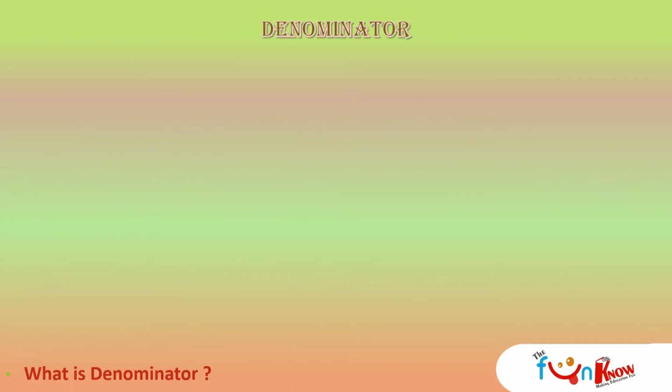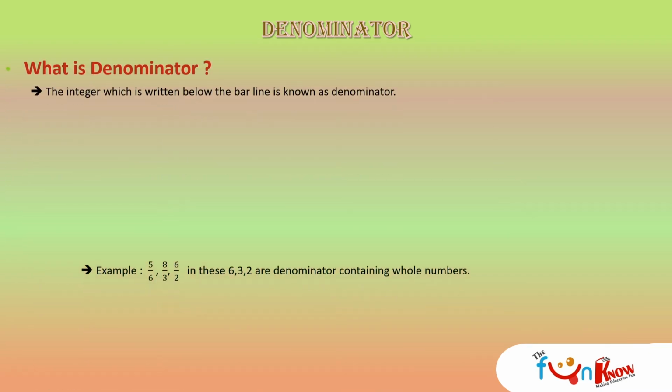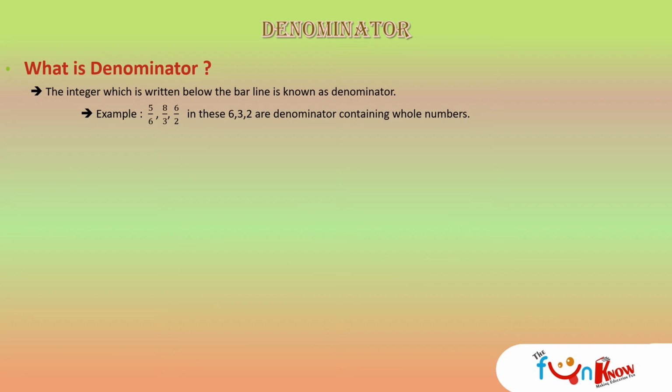What is a denominator? Students, we will be using a similar example to what we have seen now. Here the example has 5 by 6, 8 by 3, 6 by 2. In this, 6, 3, 2 will be the denominators, as the number which is down in a fraction is known as the denominator.